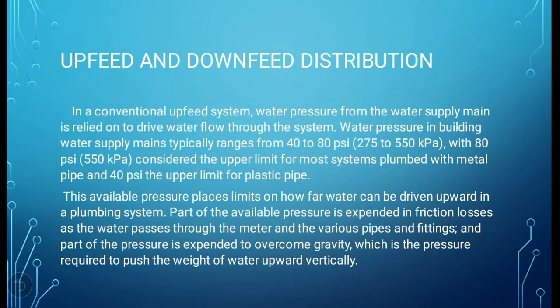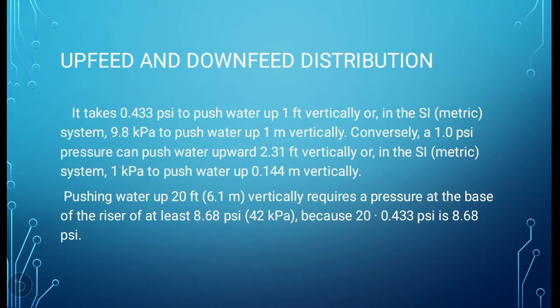This available pressure places limits on how far water can be driven upward in a plumbing system. Part of the available pressure is expended in friction losses as the water passes through the meter and the various pipes and fittings, and part of the pressure is expended to overcome gravity, which is the pressure required to push the weight of water vertically up to the riser. Additionally, there must be sufficient pressure left at the remote fixture to drive flow of water through the fixture.